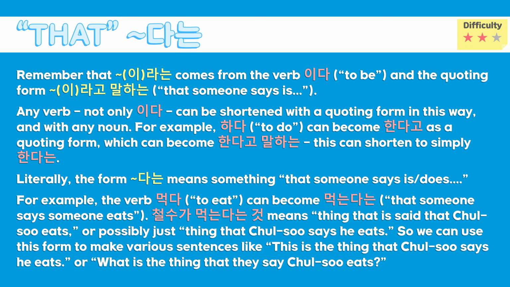Literally, the form 다는 means something that someone says is or that someone says does. For example, the verb 먹다, meaning to eat, can become 먹는다는, meaning that someone says someone eats. 철수가 먹는다는 것 means thing that is said that 철수 eats, or possibly just thing that 철수 says he eats. So we can use this form to make various sentences like, this is the thing that 철수 says he eats, or what is the thing that they say 철수 eats?